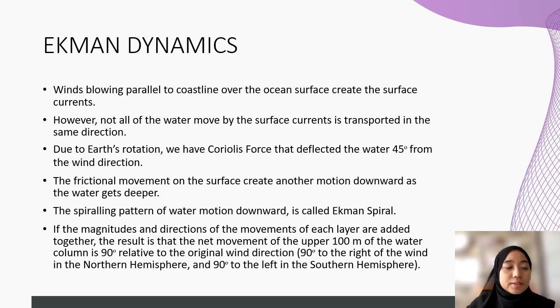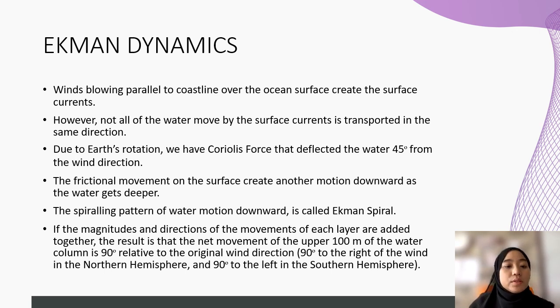Ekman dynamics starts with winds blowing parallel to coastline over the ocean surface, and it will create surface currents. So not all surface currents will move according to wind direction. Some of it will deflect at 45 degree from the wind direction due to Coriolis force. And at the same time, we have frictional movement that cause surface current to create another motion downward as the water gets deeper. And that spiraling pattern, we call it Ekman spiral.